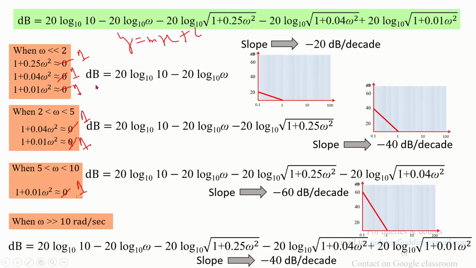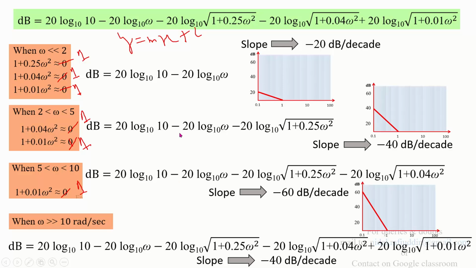So if you try to plot this, the slope for this line is minus 20 dB per decade. And for the second assumption, when omega was lying between 2 and 5, we have a slope of minus 40 dB per decade. It's written here. So the slope for the first case is minus 20 dB per decade, for the second minus 40 dB per decade. And when we have the third assumption, the fourth expression which was eliminated in the previous step reappears, and you have a slope of minus 60 dB per decade.